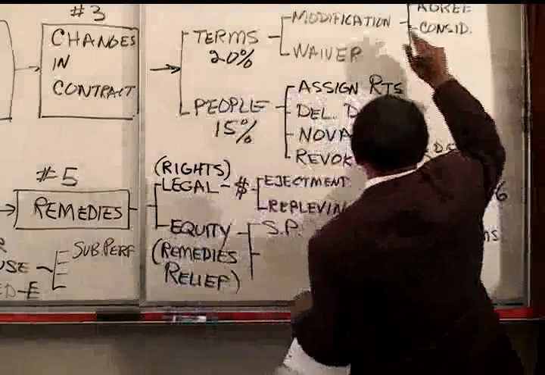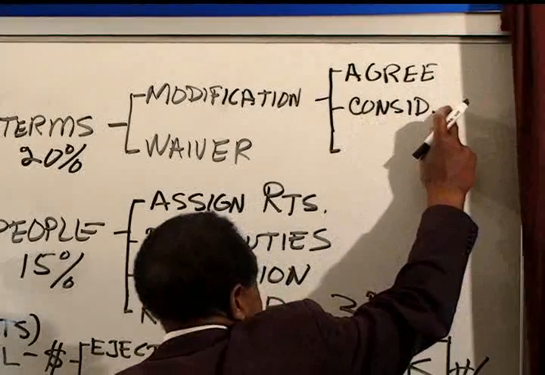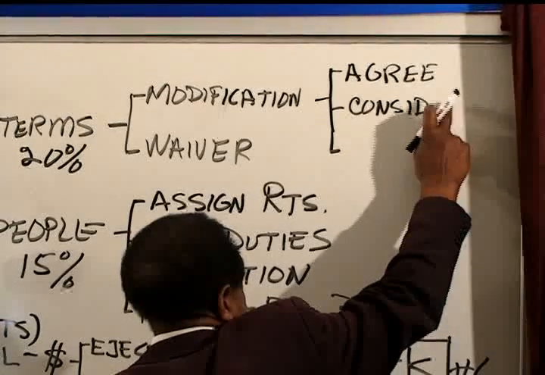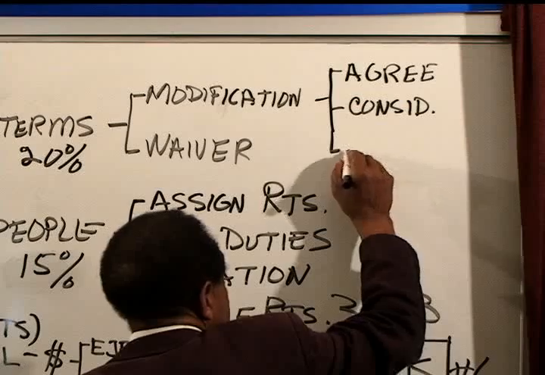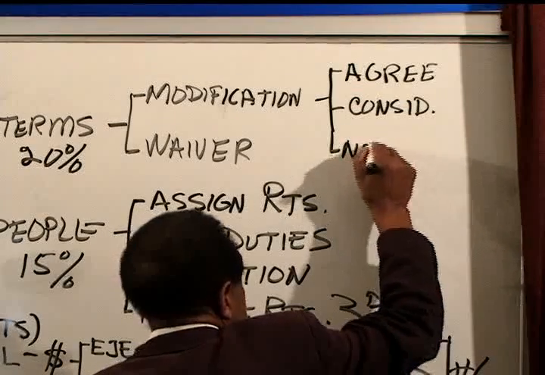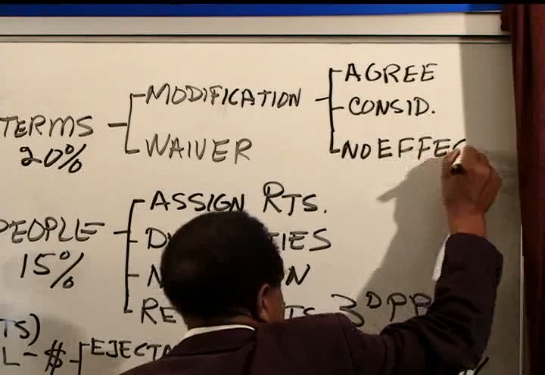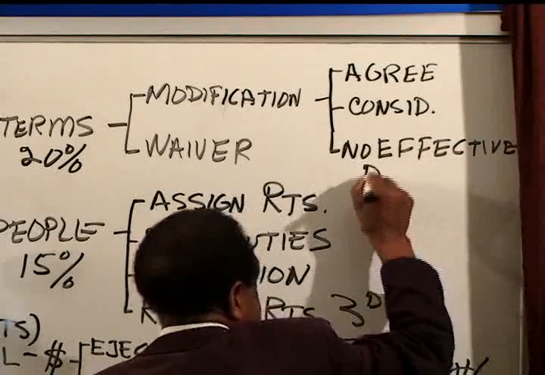So the 3 things to modify a contract are: the parties must agree on the new terms. You do not need consideration under the UCC. At common law, you may or may not. And finally, no effective defenses.